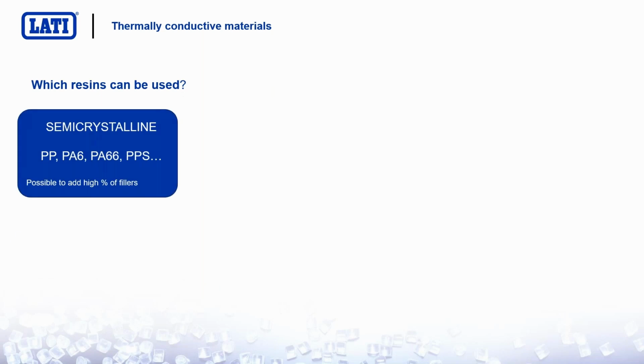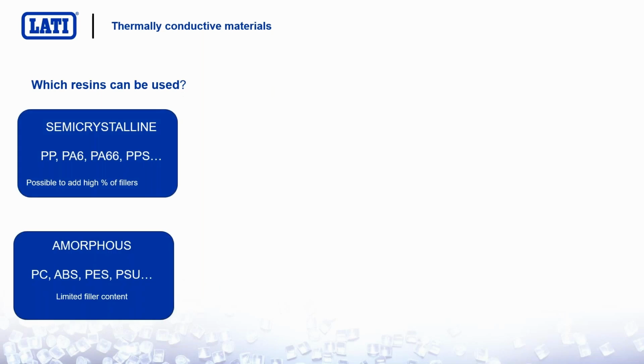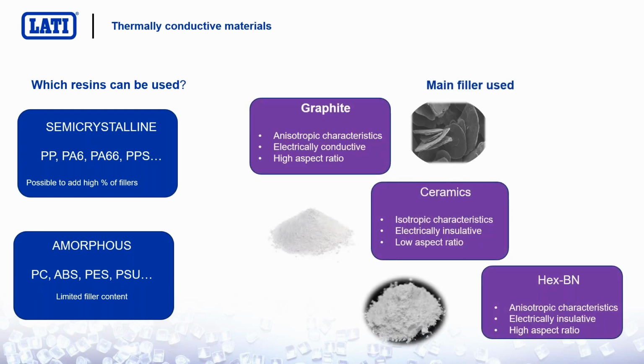What kind of resin can be used for making these thermoconductive materials? Basically, any resin, either semi-crystalline or amorphous. But in the case of amorphous resins, we have some limitations in the maximum filler content due to some physical characteristics of amorphous polymers. The main fillers used, as we anticipated, are graphite, ceramics, or boron nitride.